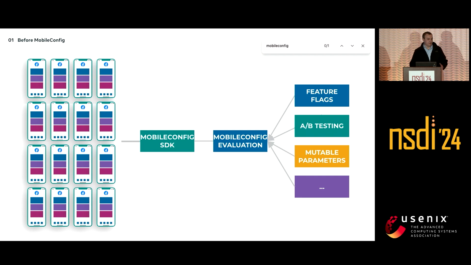And that's where MobileConfig comes in. MobileConfig is a cross-platform SDK that runs on all of these different apps and platforms. It provides a unified developer experience, and then it communicates with our single MobileConfig evaluation engine that runs on our server. That evaluation engine allows us to select which different backend a particular configuration value belongs to.